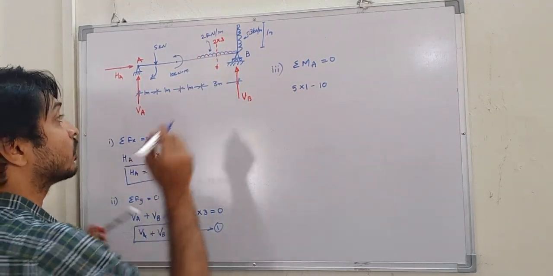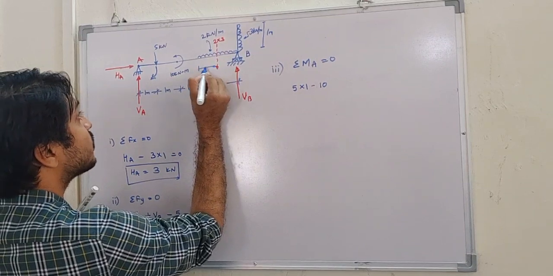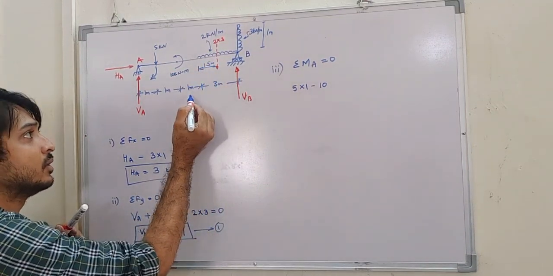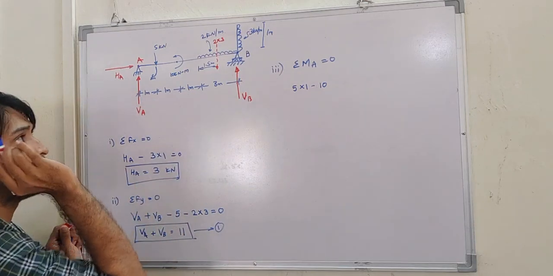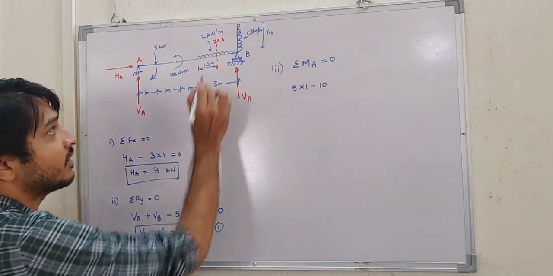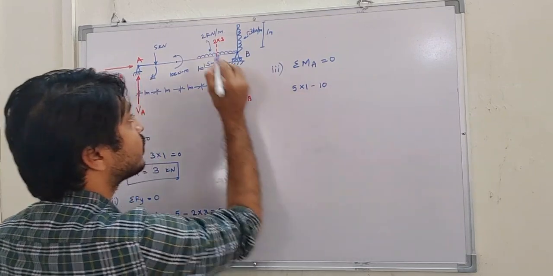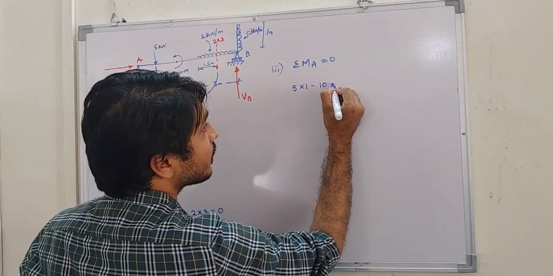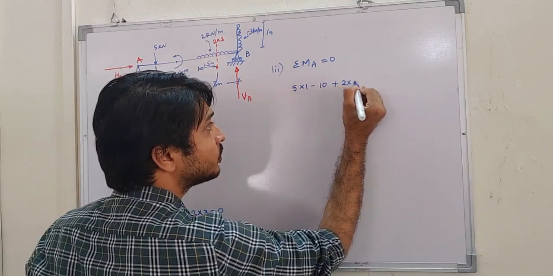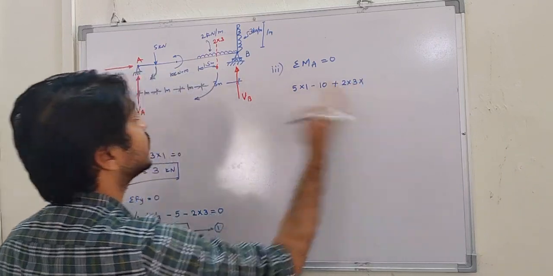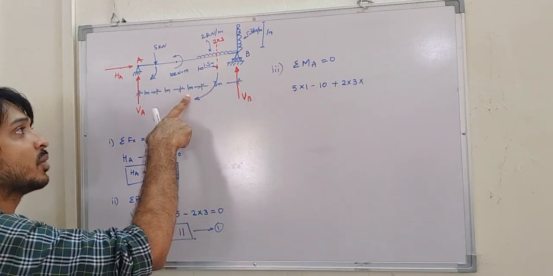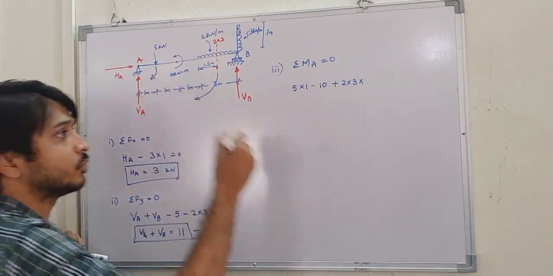And what is the distance? Distance is 1.5 meter, correct? So totally 1.5, 2.5, 3.5, 4.5, correct? So total 4.5, and intensity is 2 into 3. It is also creating a clockwise moment, so it will be plus 2 into 3 into, total distance how much? 1 plus 1.5, 2.5, 3.5, 4.5.